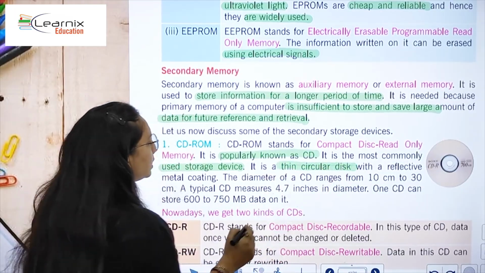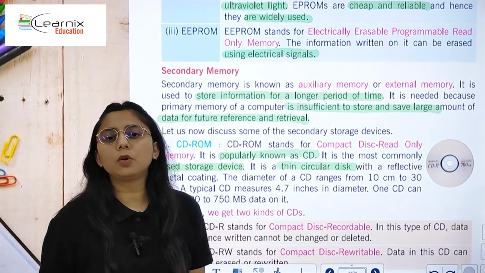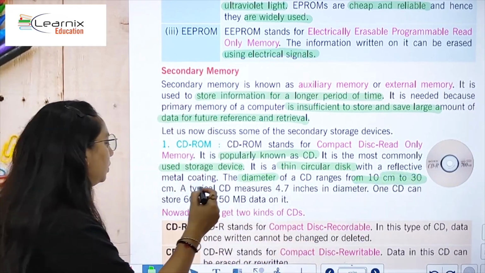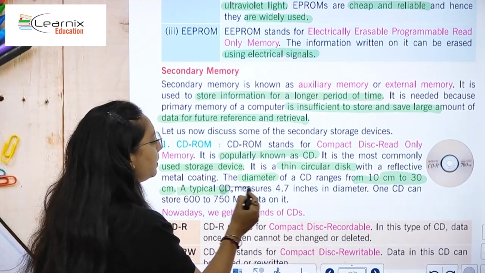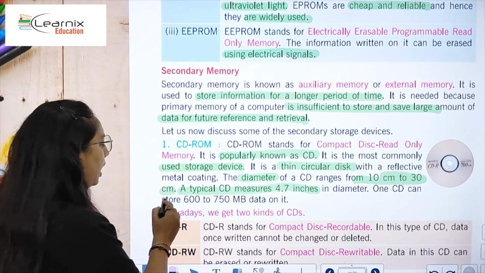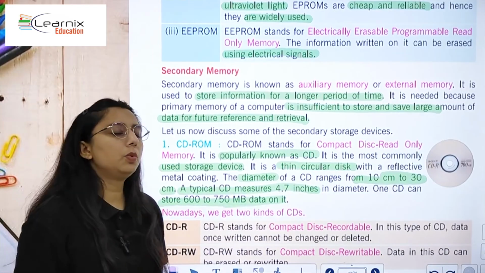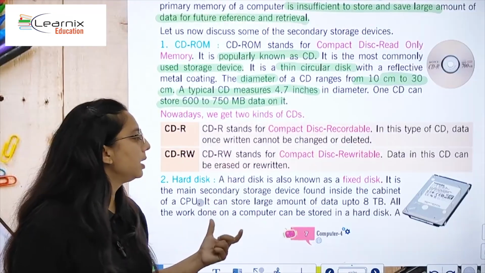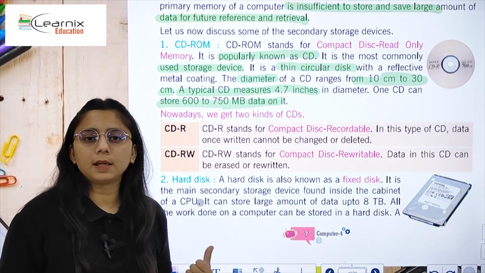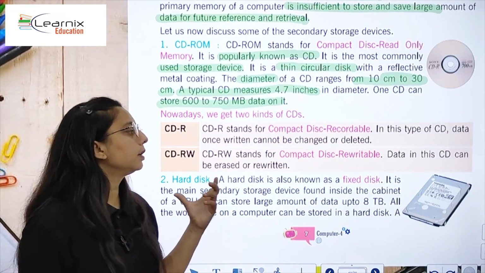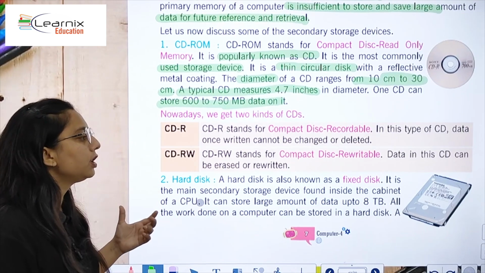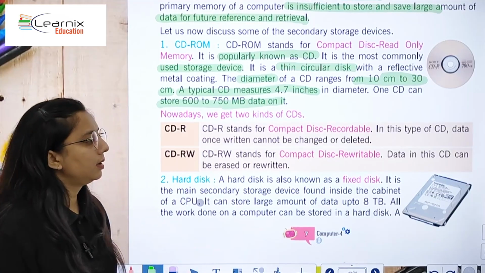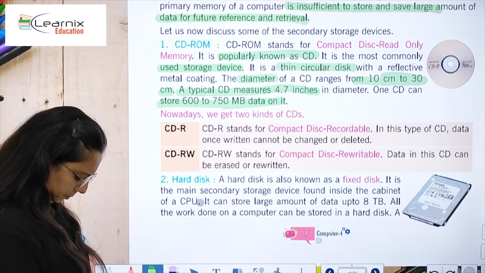It is a thin circular disk with a reflective metal coating, and its diameter ranges from 10 cm to 30 cm. Its typical measure is 4.7 inches in diameter, and it stores 600 to 700 MB of data. Now we have CD-R, that is compact disk recordable, and RW means rewritable. In CD-R, you cannot change or delete anything, but in RW we can erase or rewrite the data.